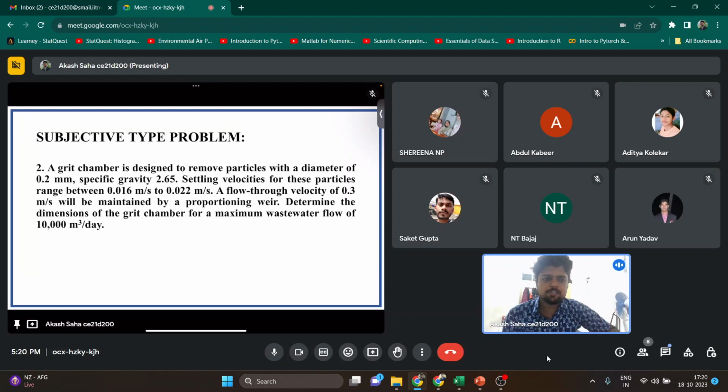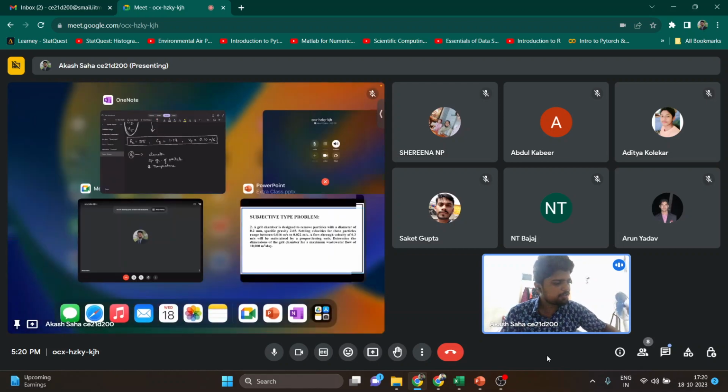Like, what are the dimensions of it? Length, breadth, and height. We know the particle characteristics, we know the diameter and specific gravity, and also the settling velocities of the particles. A range is given. Why the range is given, we will discuss. And then the flow-through velocity is also given. So we have to find the dimensions of the grit chamber. I hope you have noted down the problem. We'll see how to solve it.